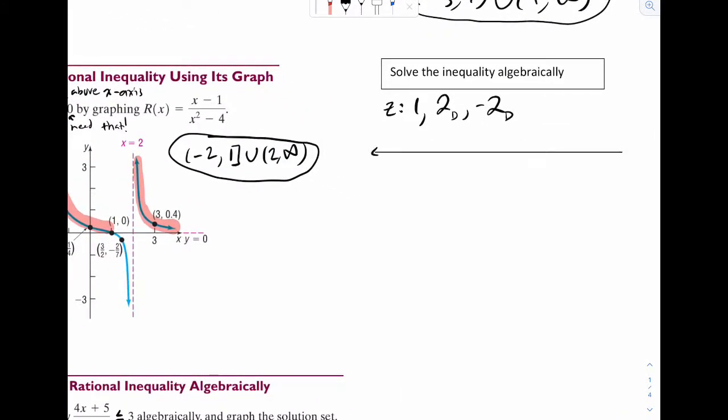Let's follow the method here. Negative 2, 1, 2. Put our factors down. X minus 1, x plus 2, x minus 2.